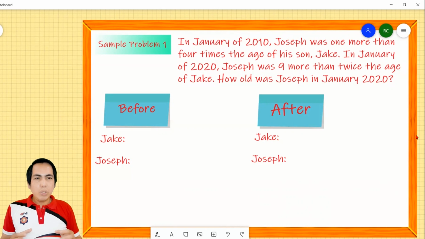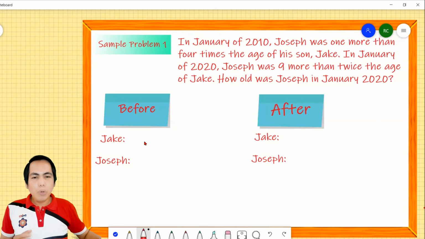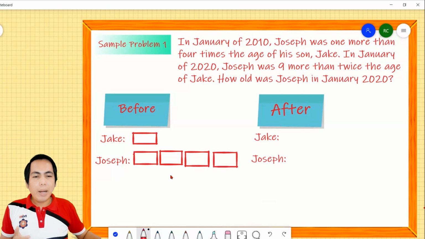So again, we will be using the block model approach. In this method, we are going to represent the age of each person before. So let's begin with Jake. Suppose that this was the age of Jake, represented by 1 block in January of 2010. Now, the age of his father, Joseph, can be represented by 4 blocks, 1, 2, 3, and 4, plus 1, since he was 1 more than 4 times the age of his son Jake.